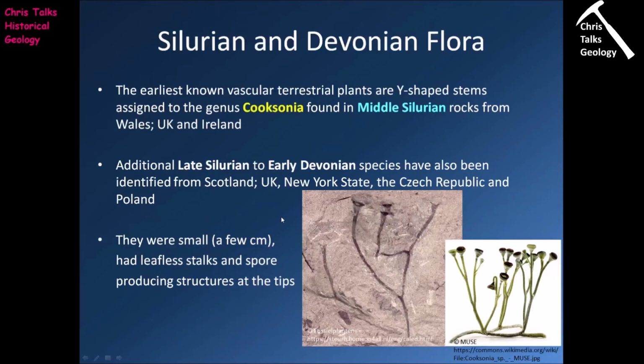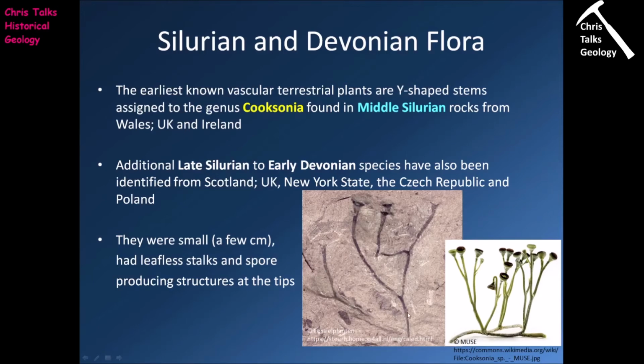Okay, so now we're going to start thinking about Silurian and Devonian flora, because we can't really talk about the flora from the Ordovician that much because we only have fragmentary evidence. So it's not until we get to that very late early Silurian to early middle Silurian that we begin to see the appearance of fossils of plants. So the earliest known vascular terrestrial plant are Y-shaped plants which are called Cooksonia, and we find them in rocks which are approximately middle Silurian in age from Wales in the United Kingdom and Ireland.